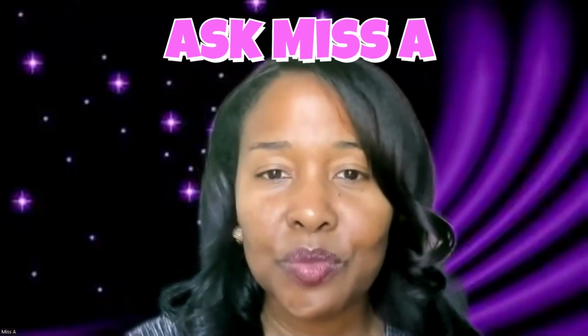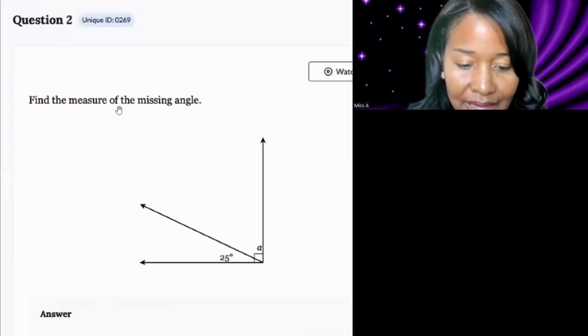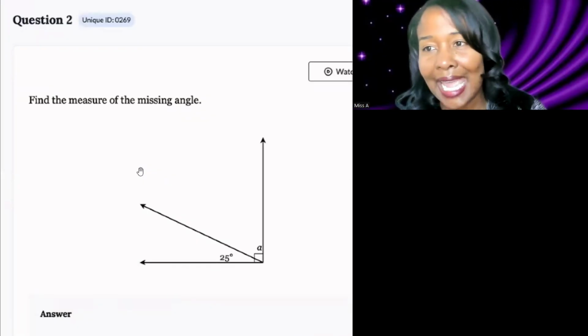I have a problem from a geometry student that we're going to jump right into. I'm going to go ahead and share my screen so y'all can see the problem. So here we go. It says find the measure. Do you see it? There we go. Find the measure of the missing angle.